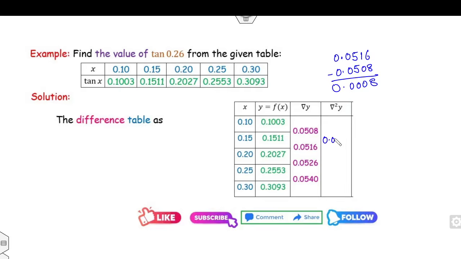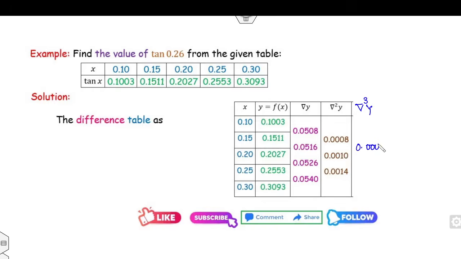So it's 0.0008. Similarly, you can subtract these quantities. You can write this quantity and so on. Again, you can see the quantities are not constant. I can find the del cube. You can subtract them. It will be my 0.0002, 0.0004. Again, they are not the same. I can find the value of the del 4 of y. That will be 0.0002. Since my numbers are constant, I can stop.